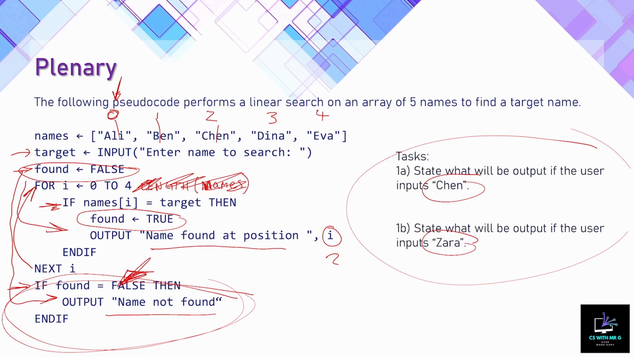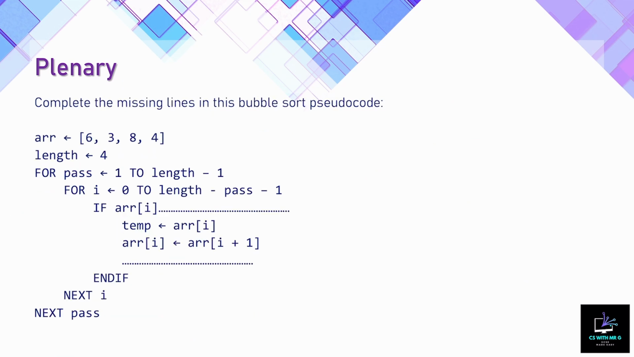Okay, so hopefully that makes sense. If not, give the video another watch and I'm sure it will sink in. And then finally, a bubble sort. And what I'm asking you to do is simply fill in the gaps to complete the bubble sort pseudocode.